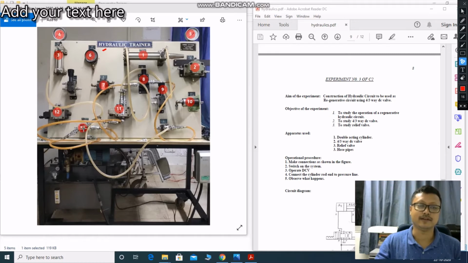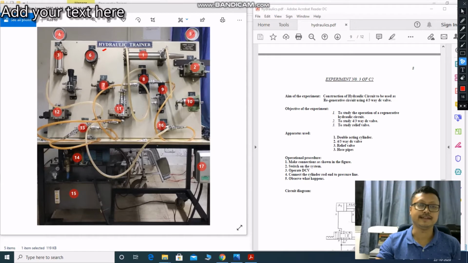Point number 13 is connected to our hydraulic pump. This is hydraulic pump number 14, this is our hydraulic tank number 15, and this is number 16, the manifold from where hydraulic oil will return back to the hydraulic tank. This is the on/off button of this hydraulic pump, and these are the available components of our system.